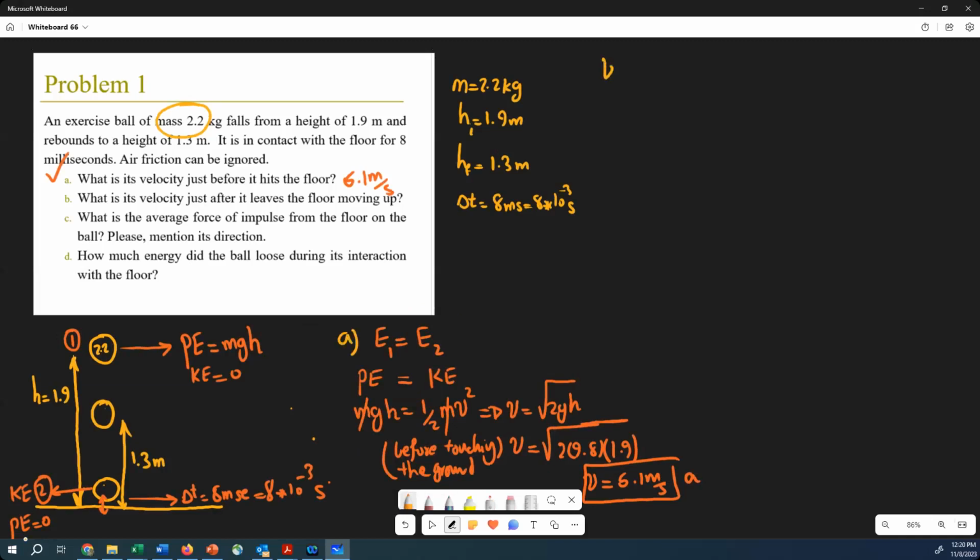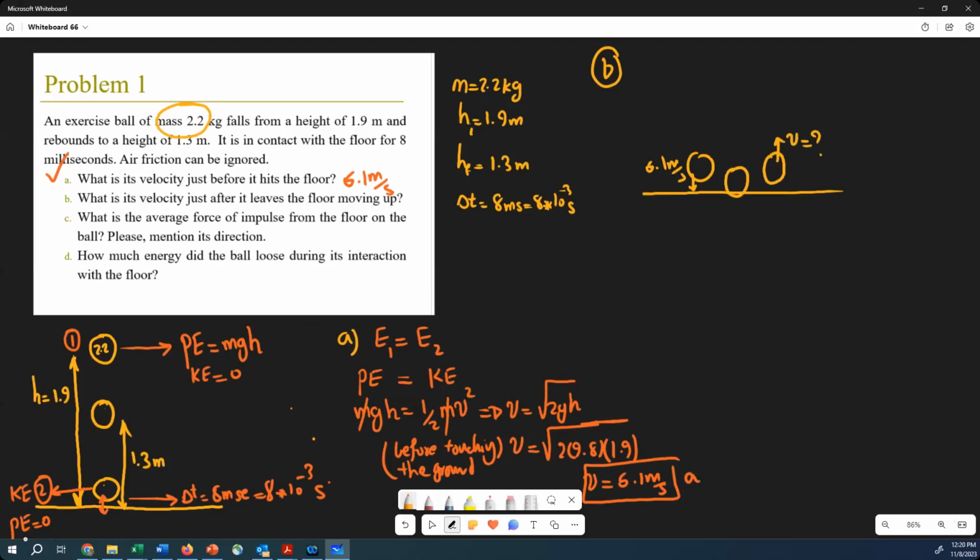Let's do part B here. What is its velocity just after it leaves the floor moving up? I just write it here. The velocity before hitting is 6.1 meter per second. It touches the ground, and then it moves up, and it's asking us to calculate this velocity.